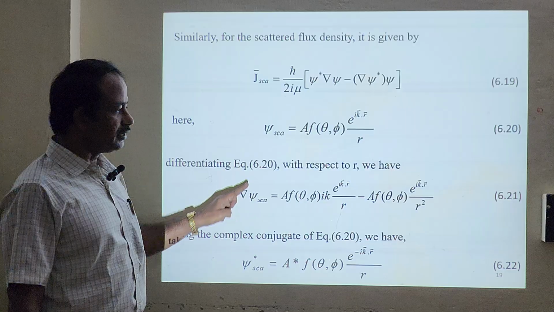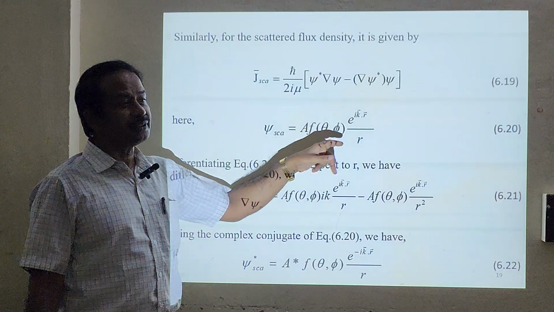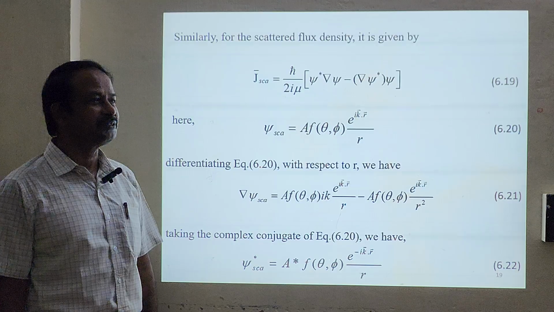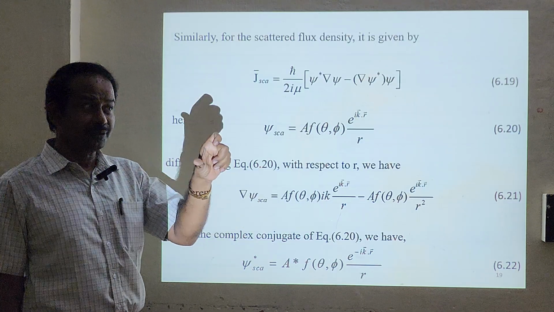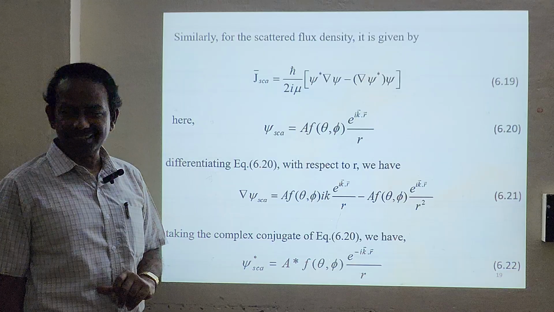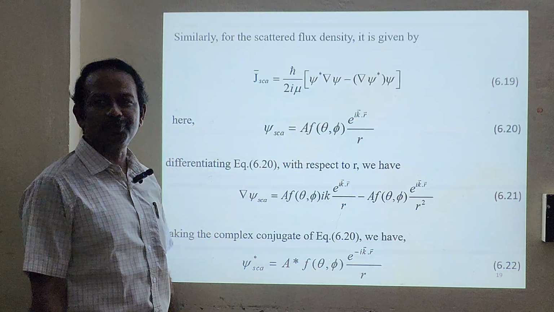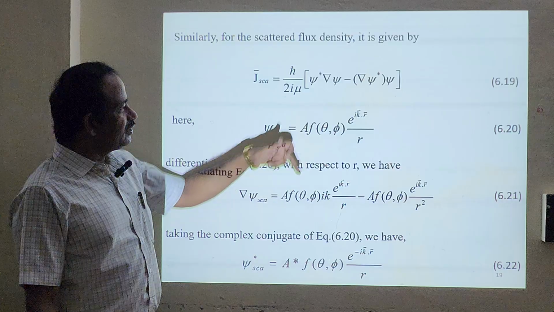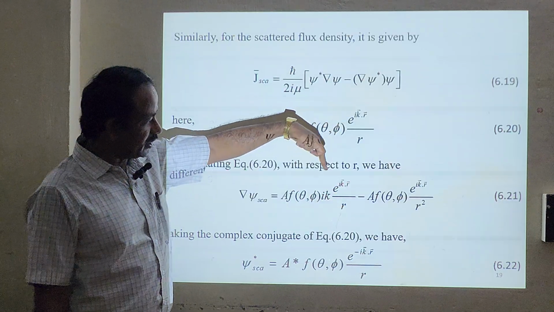Now del psi. Your psi is here, del psi will be here. You have r in the numerator as well as in the denominator, so we will have to differentiate carefully here. Earlier it was e power i k naught r alone, so we differentiated easily. Now r is in the numerator and also in the denominator, so we must be more careful while differentiating. Keep this as a constant and just differentiate. That will give you this expression.